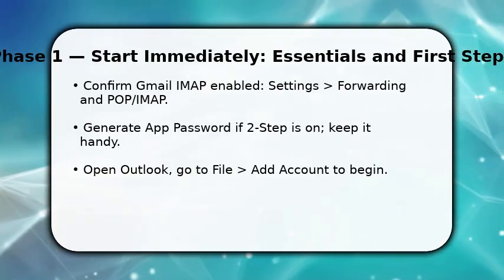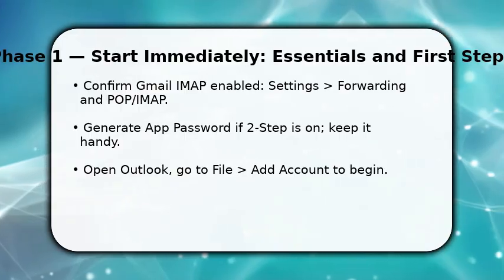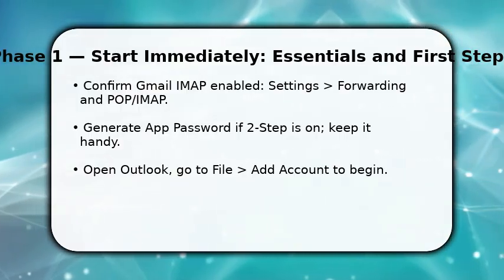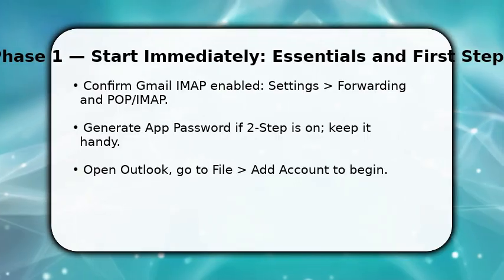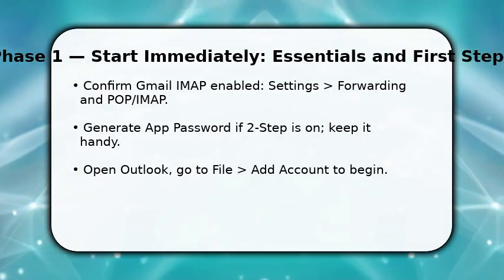Now open Outlook and choose File, then Add Account to start adding your Gmail address. You'll enter your email, choose Advanced Options, and pick Manual Setup. This first phase gets the credentials and protocol chosen correctly, so the connection will be stable.